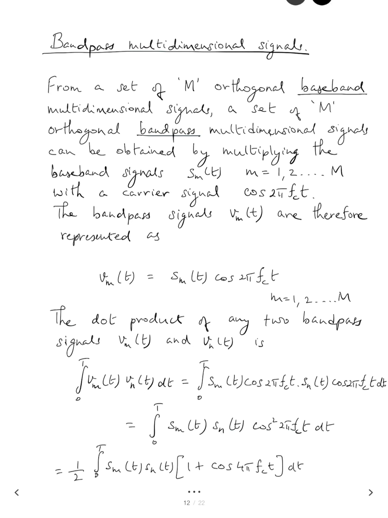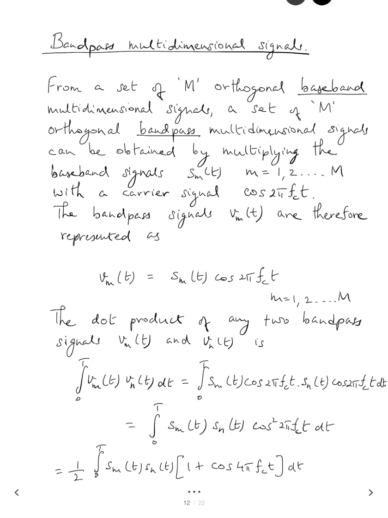So we can create bandpass signals by multiplying the baseband signal, which we have denoted here as Sm of t, with a carrier signal of some high frequency Fc. And the notation we are going to use for the bandpass signal is Vm of t. So we have capital M such bandpass signals corresponding to that many baseband signals. Okay, so we multiply the baseband signal with a high frequency carrier signal to get our bandpass signal.